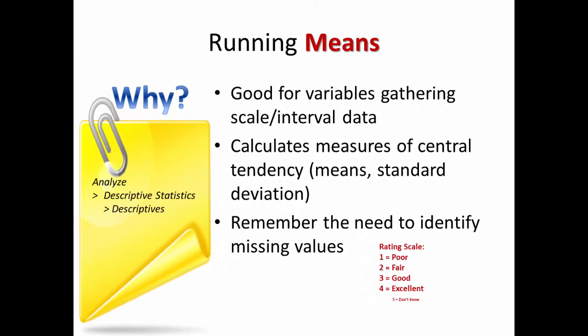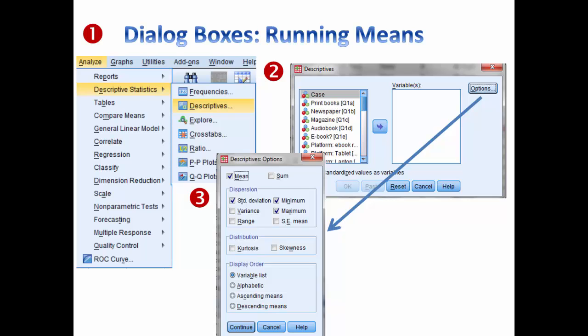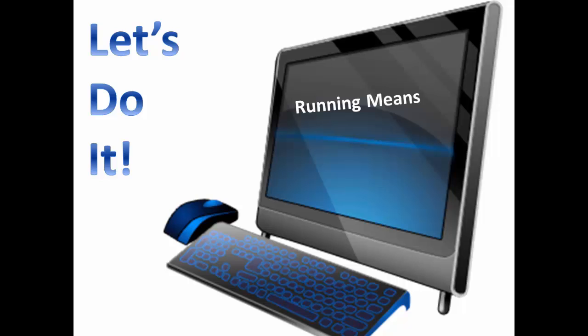Very simple procedure, just like frequencies, only now instead you choose descriptives instead of frequencies. Analyze, descriptive statistics, descriptives. You may want to determine the range, identifying the minimum and maximum, and you would do that under the Options tab. So here is what you would see in terms of a dialog box. Descriptive statistics, descriptives, and then what you would see in the Options tab if you wanted to identify minimum and maximum.